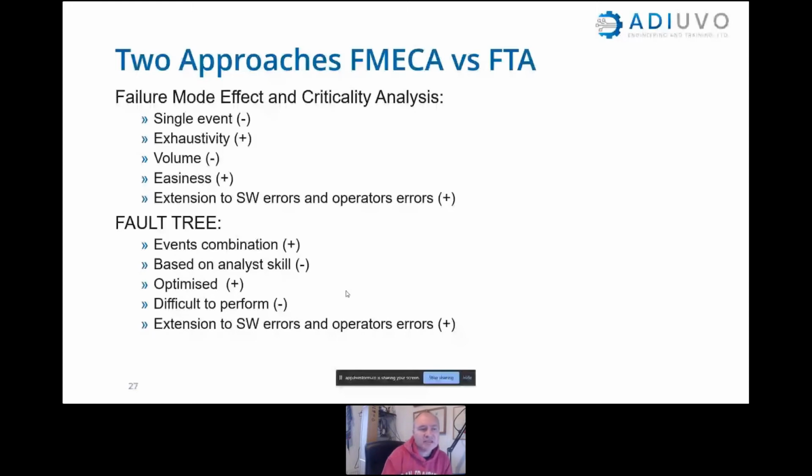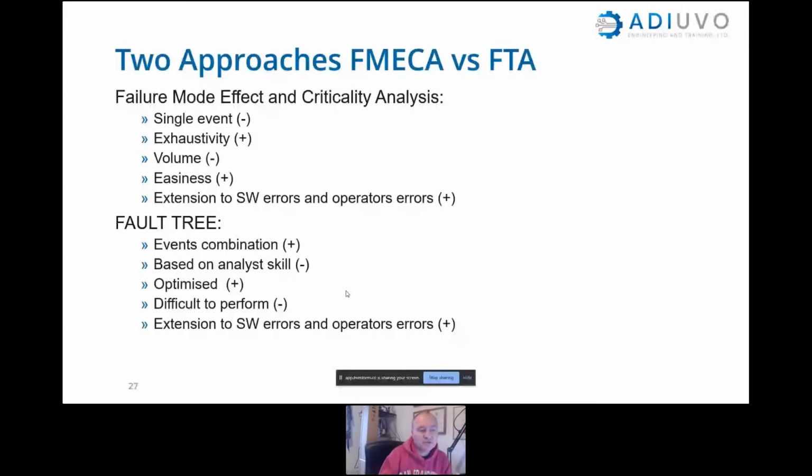We can do a really comprehensive one called failure mode effects and criticality analysis, and that's going to look through every single event in our design and find out if there's an issue. It's going to be exhaustive. We're going to consider pretty much every component in the design, and everything about it, and extend it across to software and the FPGA and everything.